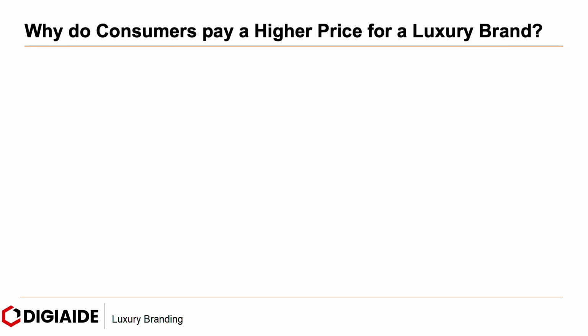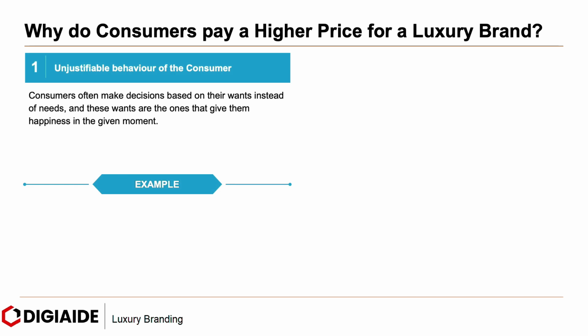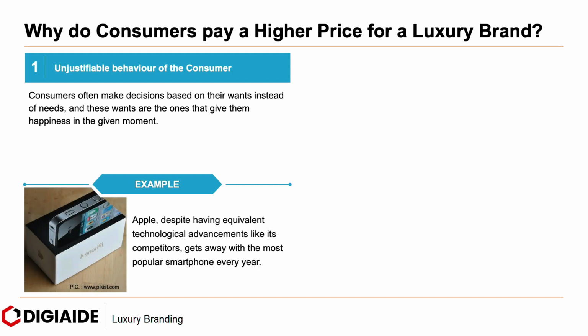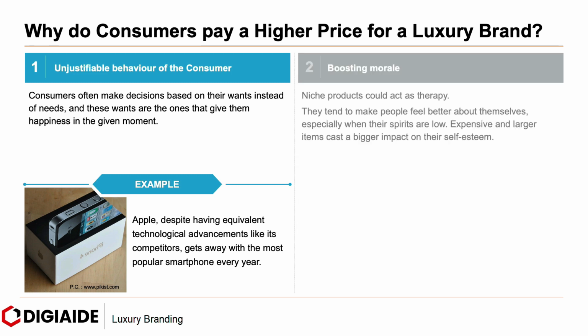First, unjustifiable behavior of the consumer. Consumers often make decisions based on their wants instead of needs, and these wants are the ones that give the happiness in the given moment. For example, Apple, despite having equivalent technological advancements like its competitors, gets away with the most popular smartphone every year.